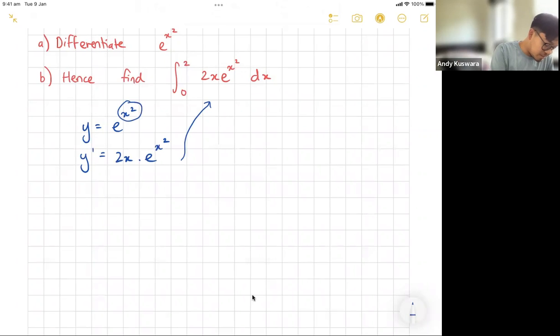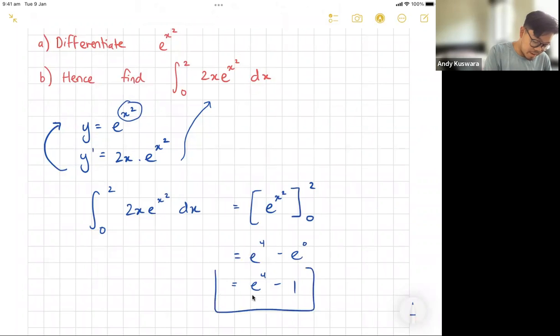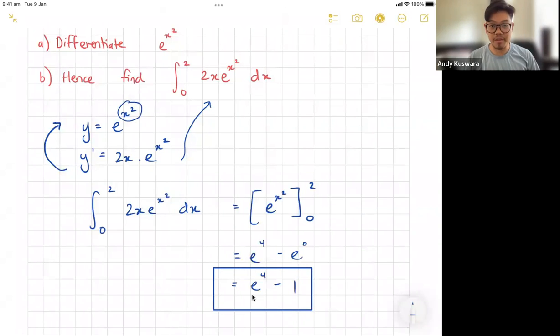So in other words, if I was to integrate between 0 and 2, 2x e to the x squared dx, I know the integration is going to go back to my original. It's just going to be e to the x squared, and I'm going to evaluate this between 0 and 2. So this is going to be e to the 2 squared, which is e to the 4, take away e to the 0, which is 1. And that there would be how you do that.